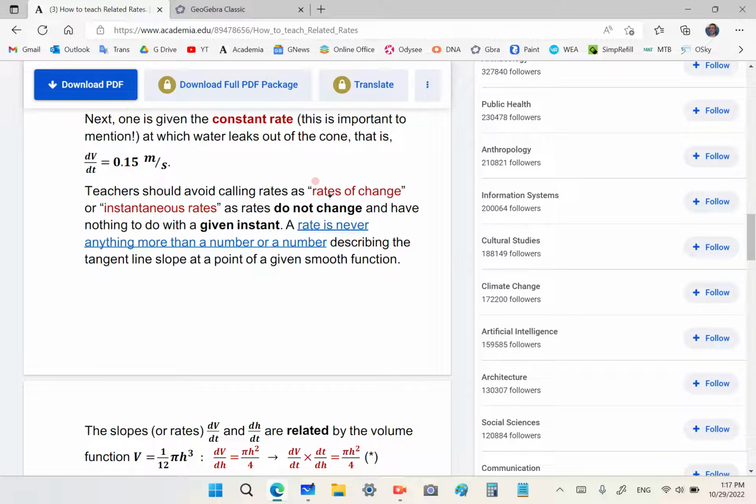I'll fix it later. So teachers should avoid calling these rates rates of change or instantaneous rates because they do not change, number one, and they have nothing to do with a given instant. And of course, there are different rates, but they're not changing, okay? And those two things are not the same. Different rates are not the same as changing rates.